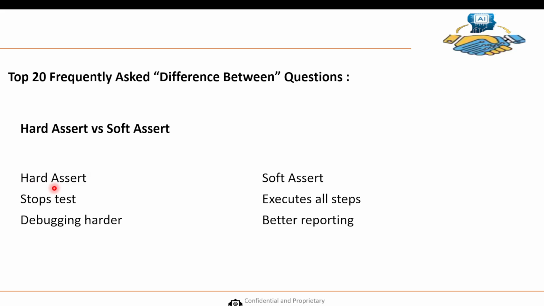Then what is the difference between hard assert versus soft assert? Hard assert, like in the earlier example where we saw assertEquals: if it's not matched, our execution stops. It's a hard assert. Whereas with soft assert, our execution continues and executes all the steps. Hard assert debugging is harder, whereas soft assert gives better reporting.